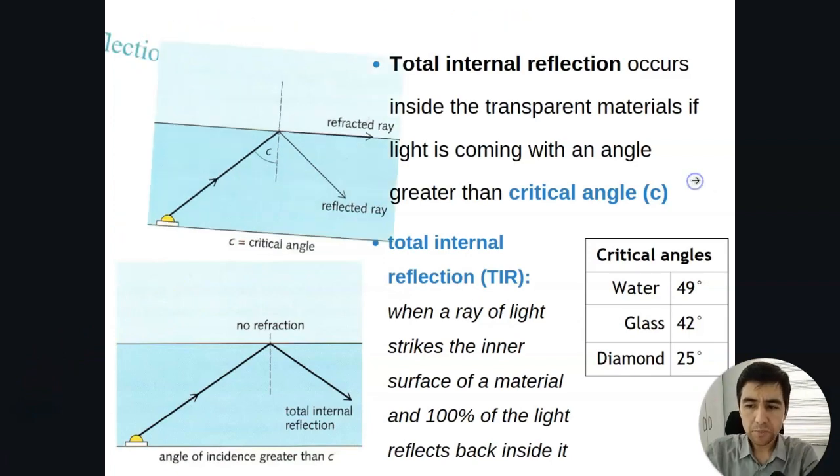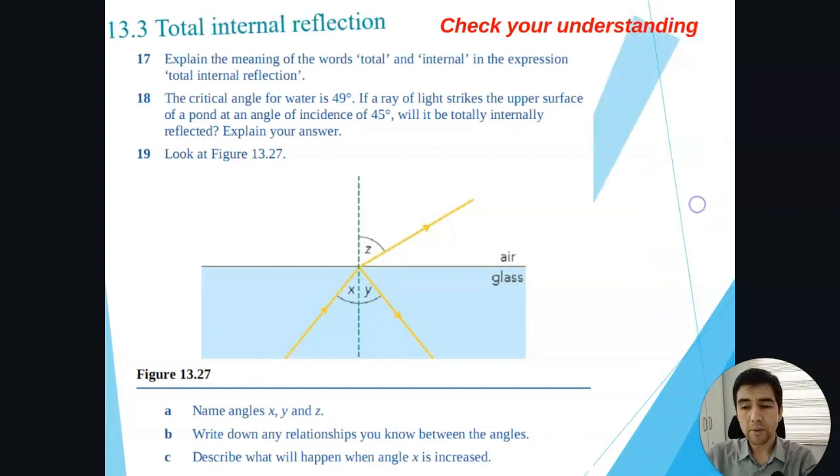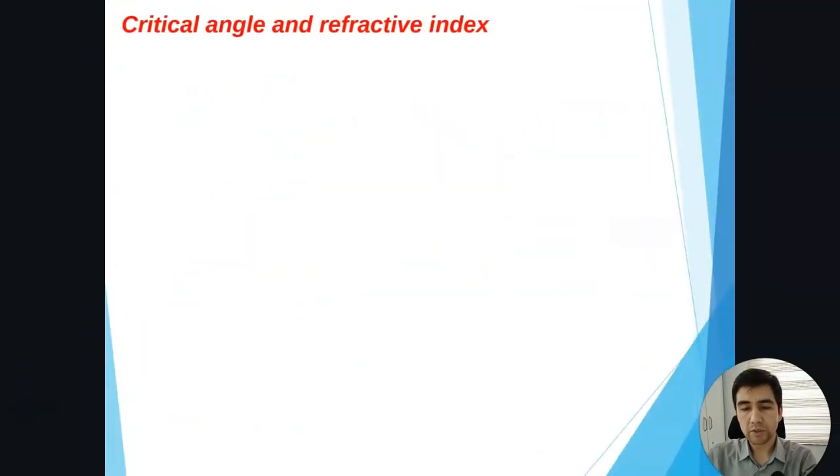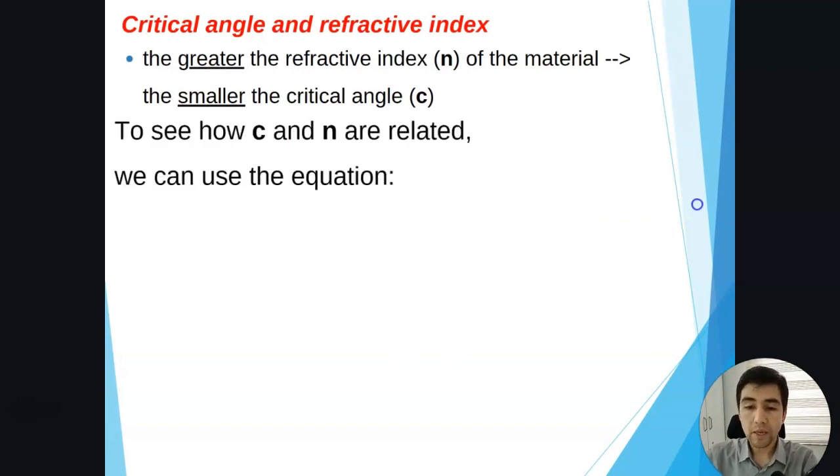Now to continue, check your understanding by answering these questions, questions 17 to 19. The next part is about investigating the relation between the critical angle and the refractive index. As we said before, the greater the refractive index of the material, the smaller the critical angle would be.